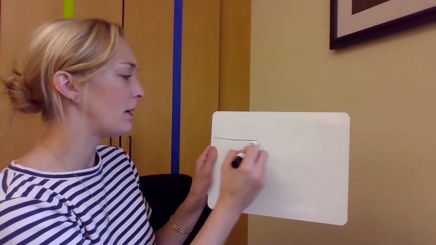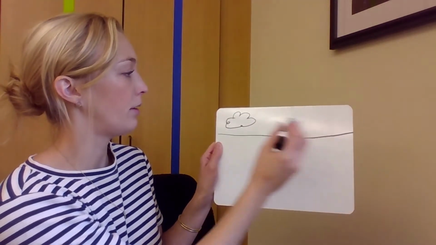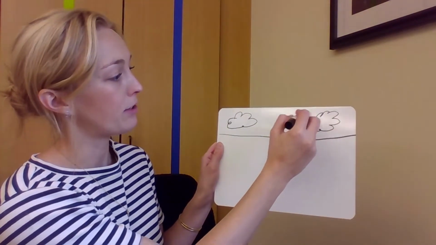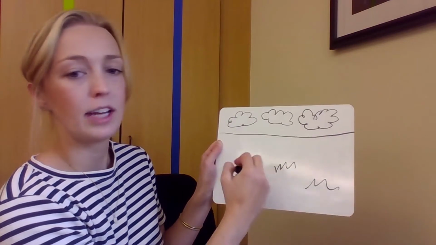So what does that mean? That's kind of a confusing one. I'll show you. A horizon line is basically where the sky meets the earth. So let's pretend I'm drawing a landscape here. Here's my sky with my clouds, beautiful masterpiece here. Ta-da! And then I've got some grass down here.